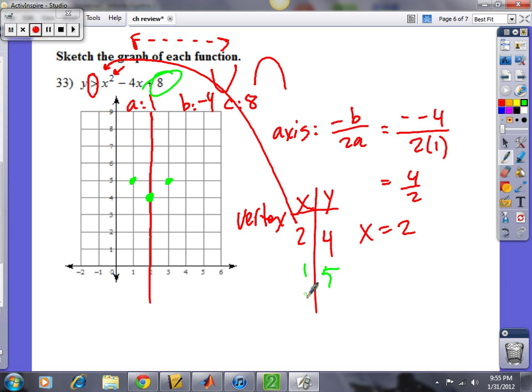And then this dot is a slick dot right here. 8. It's going to happen if I plug in 0. 0, 8. That's your y-intercept. So on the y-axis at 8, I'm going to have a dot there and a dot there. Okay, now connect them, but I got to connect them with the dotted line.